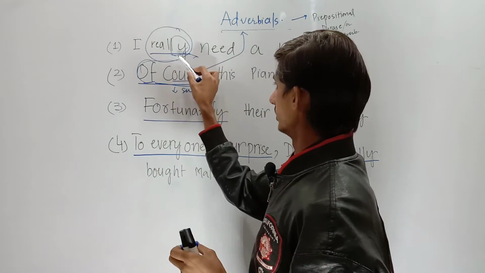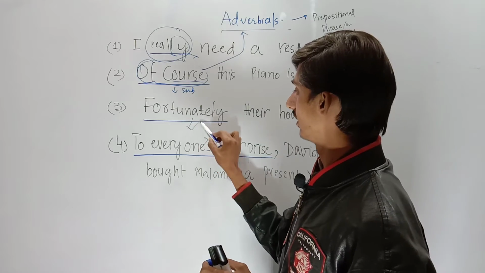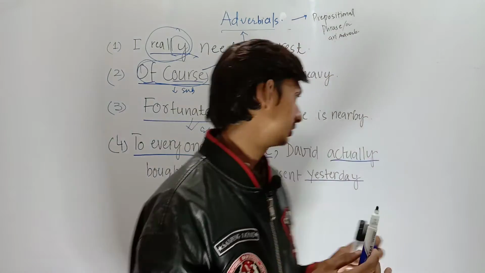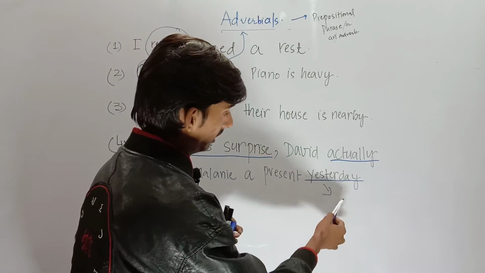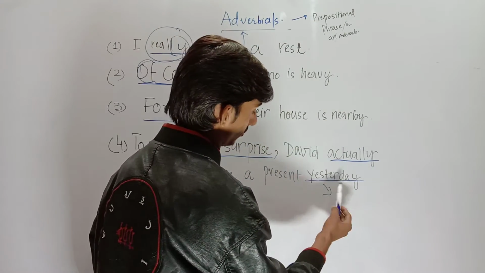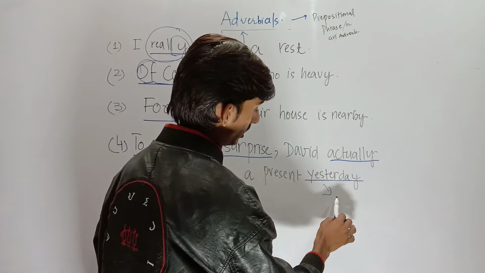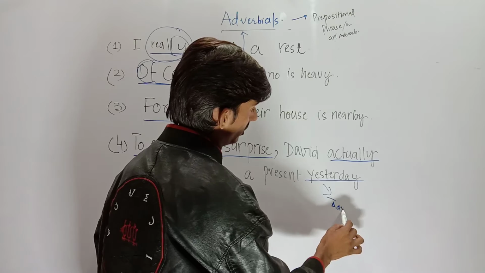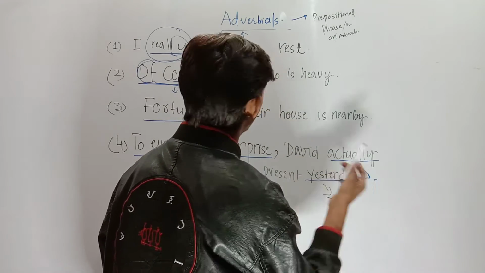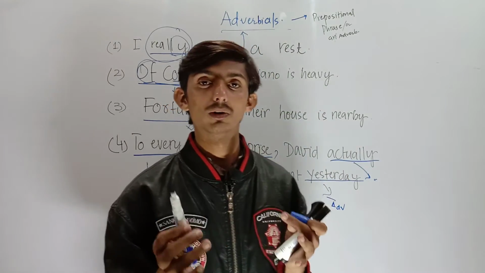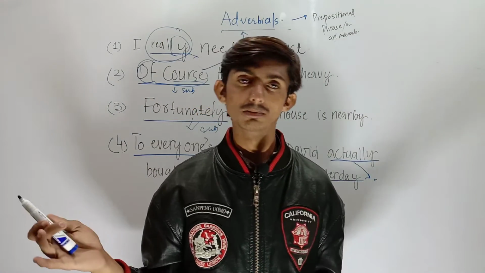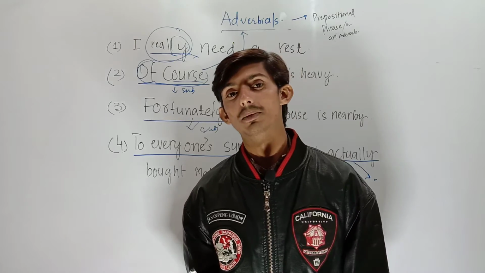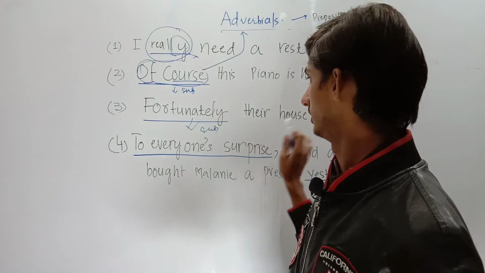Now here it is also used as a subject. An adverbial is also used at the end of the sentence, as an extension. This is also an adverbial. Yesterday, actually, this is an adverbial. It can be used as a subject, object, or in the middle of the sentence. So we can use the adverbial in these kinds of situations.